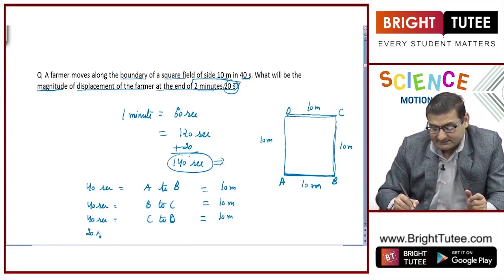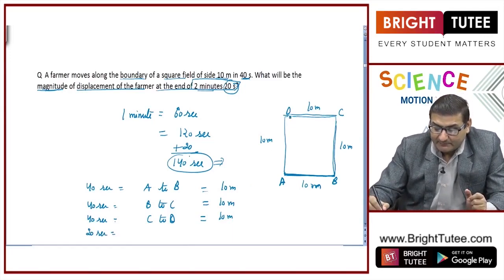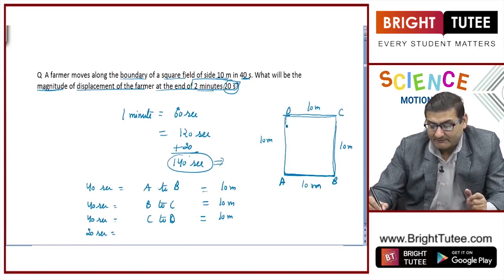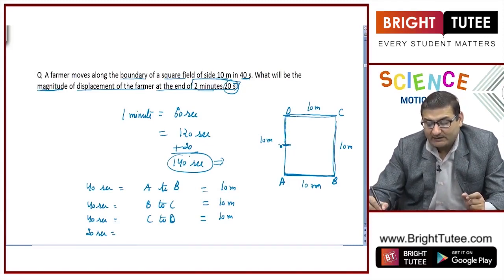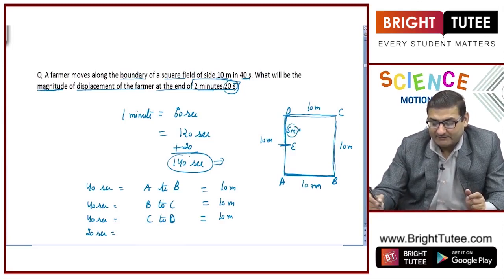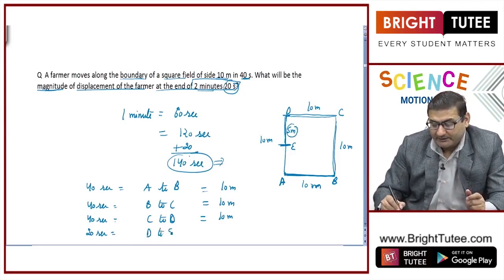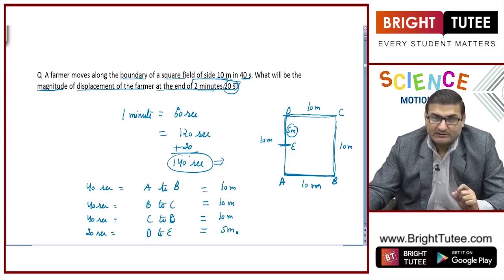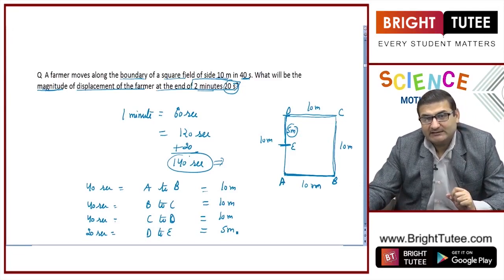Next 20 seconds he will be moving at the same level, but from D to A, and because this is 20 seconds, we will relate that he will cover half of the distance, that is till E. If D to A was 10 meters, let us take half of it, 5 meters. So from D to E he has travelled 5 meters. So this is the actual path he has travelled in these 2 minutes 20 seconds.